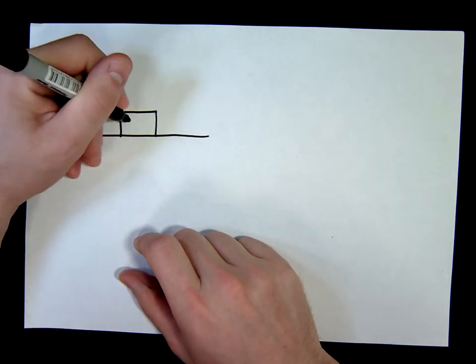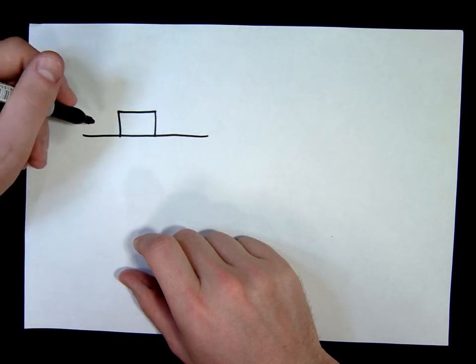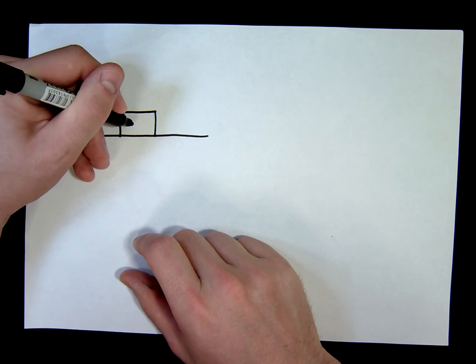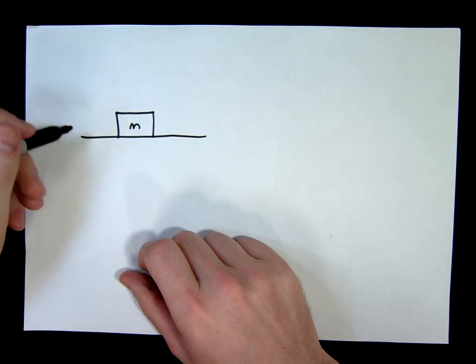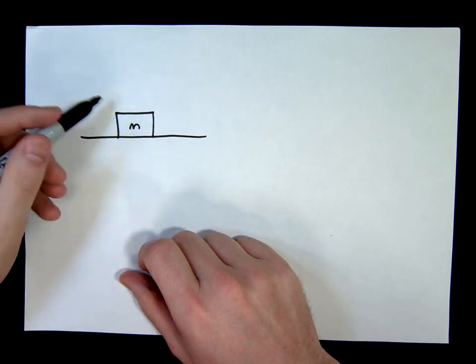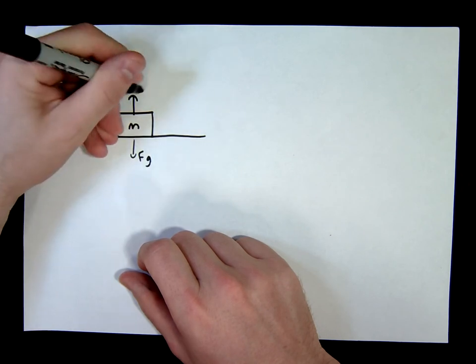Suppose I've got a box here, some object sitting on some horizontal surface. Let's call it box M, for mass. Normally, if this box is just sitting here, what forces would be on it? Well, we're going to have a force of gravity and a normal force.